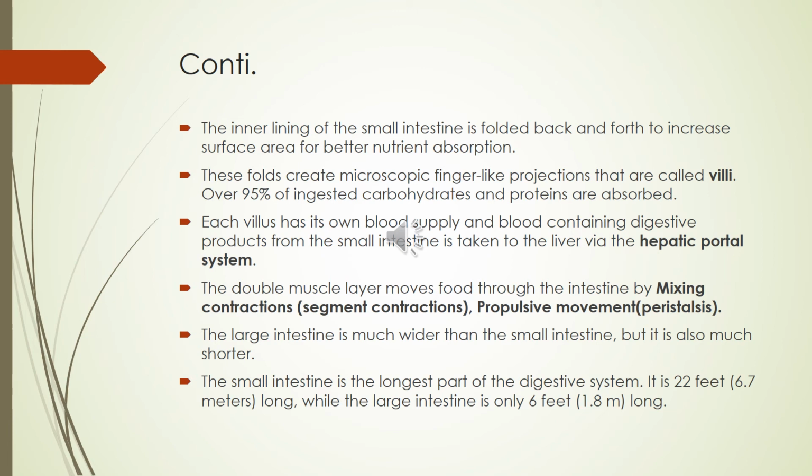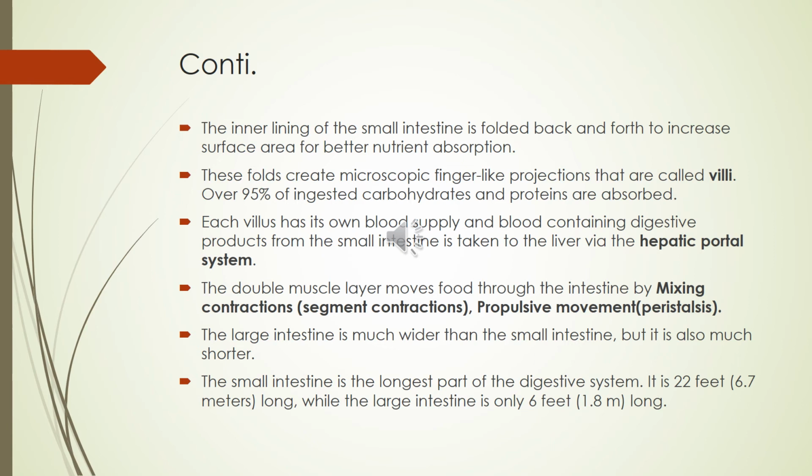So the double muscle layer moves food through the intestine by mixing contractions, the segment contractions, and the propulsive movement or peristalsis, the same movement that was happening from the esophagus onward to the stomach and the small intestine.